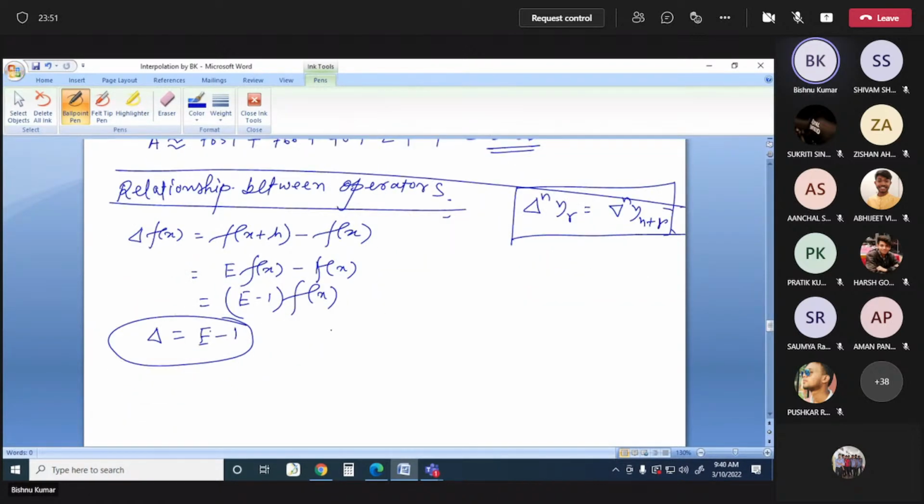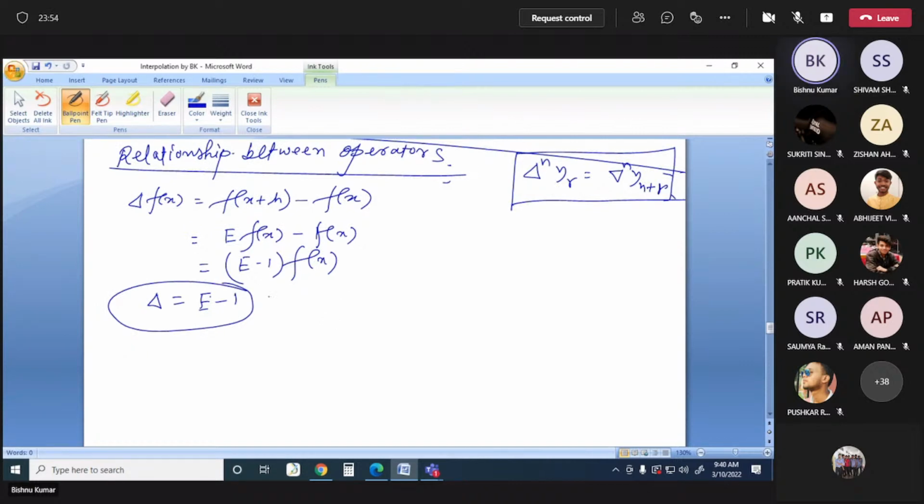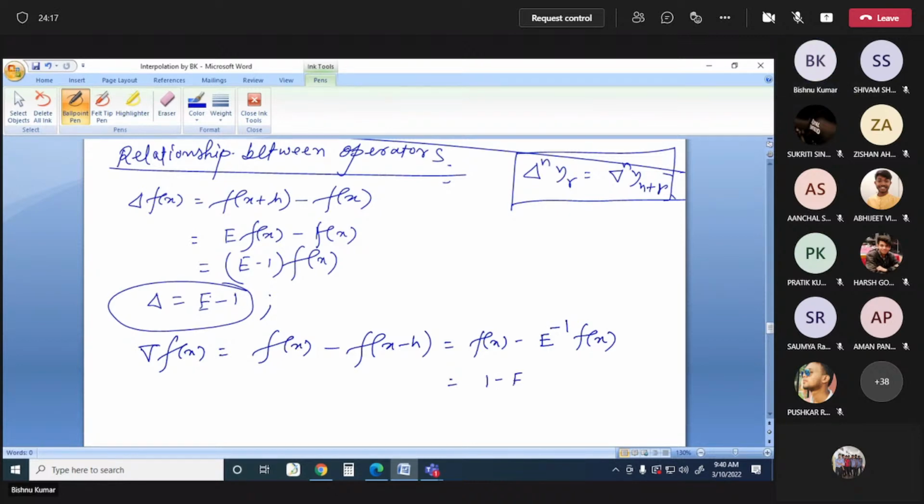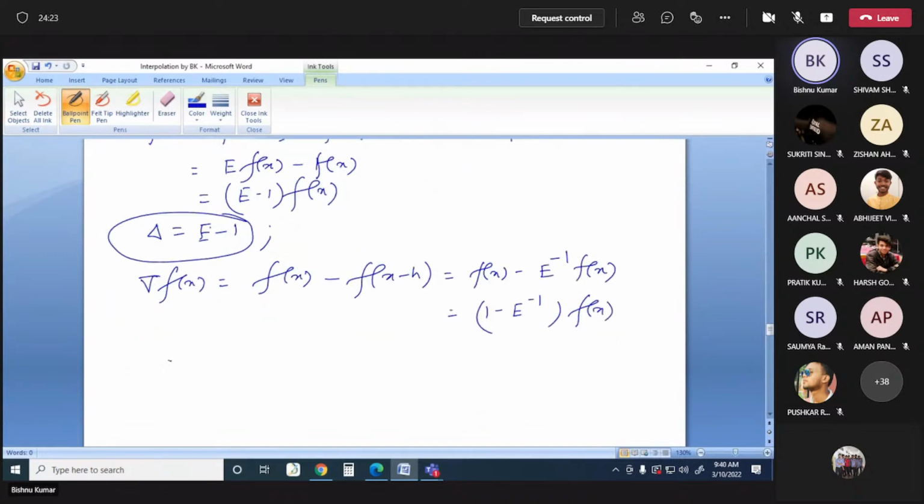Similarly, the backward difference operator can be used to establish a relationship. Grad f(x) equals f(x) minus f(x minus h). That is, I can write f(x) minus E inverse f(x). The shift operator is working as an inverse also. So that is (1 minus E inverse) f(x). So along with the backward difference operator, your relationship now becomes 1 minus E inverse. Are you getting?